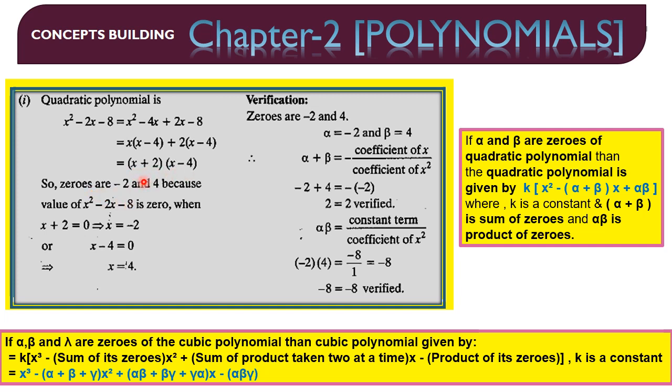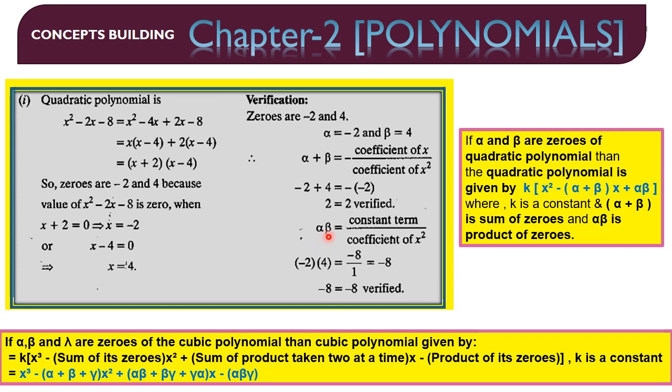So what we will do, we will equate these factors with 0. When we equate x plus 2 equal to 0, we get x as minus 2, and when we equate x minus 4 to 0, we get x as 4. So it means these two are the zeros. Let them be alpha and beta. Now verification, let alpha be minus 2, beta be 4. According to this relationship, alpha plus beta is equal to minus b upon a. Just substitute the values on both sides. We get 2 is equal to 2, hence verified.